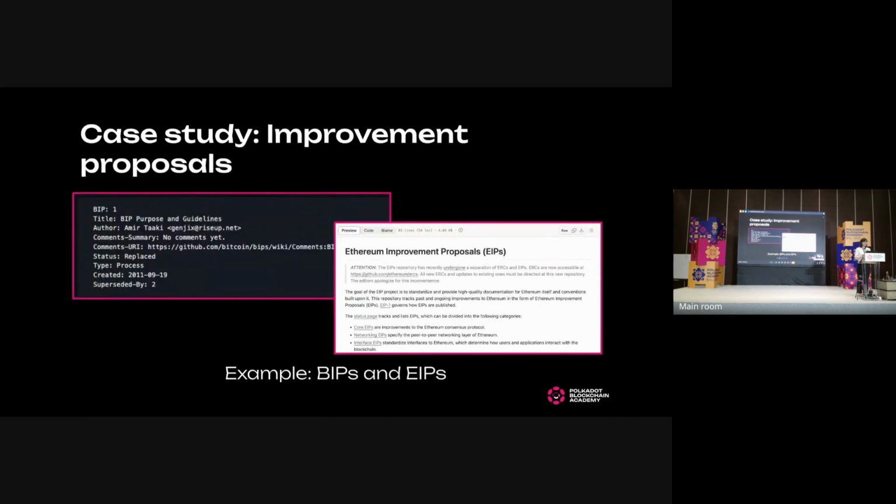And then there are improvement proposals. For example, there are Bitcoin improvement proposals or Ethereum improvement proposals. Still, this falls on the adaptability side. You can propose any improvement and discuss it. And this approach originates from the open source culture.